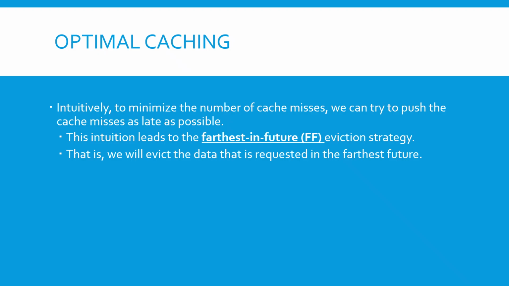Intuitively, to minimize the total number of cache misses, we should delay future misses as much as possible. When a miss forces an eviction, a natural choice is to remove the item whose next access is farthest in the future. Evicting this item postpones the next cache miss, likely reducing the overall miss rate. This greedy idea leads to the farthest-in-future eviction plan.